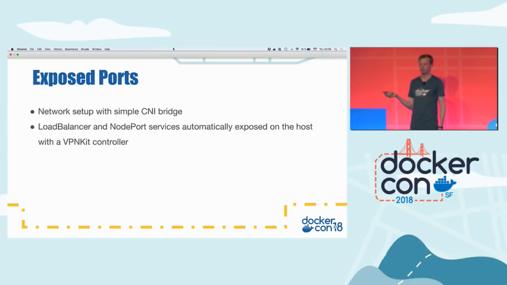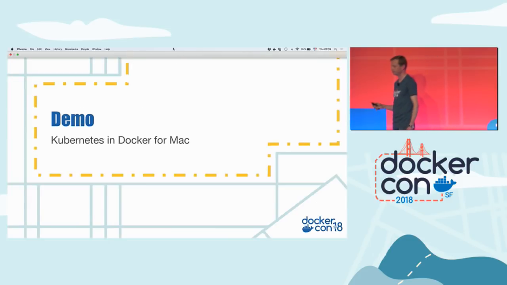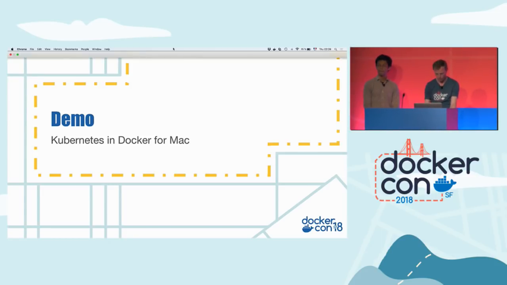And we have a VPN kit controller that will do pretty much the same thing as what we do by default on Docker Desktop. So when you start exposing a port in a pod with a load balance service, VPN kit will automatically detect that and expose the same port on your host. So let's have a look at this in practice. I'll do a quick demo of all of this.